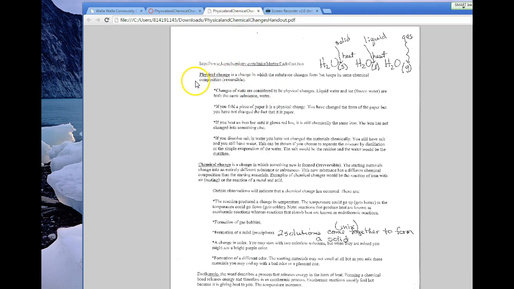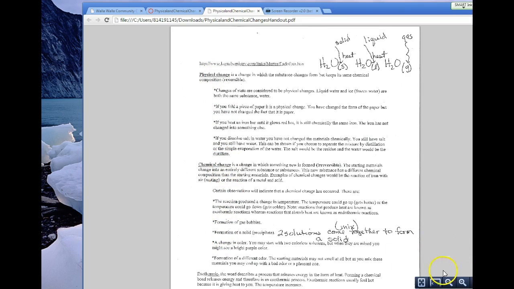But the only thing I really want you to know is that a physical change is a change in which the substance changes form but keeps its same chemical composition. So it's reversible. A chemical change is where something new is formed and it's irreversible, like burning a piece of paper, going into ashes and CO2 and giving off water. Okay, so that's the physical and chemical change.